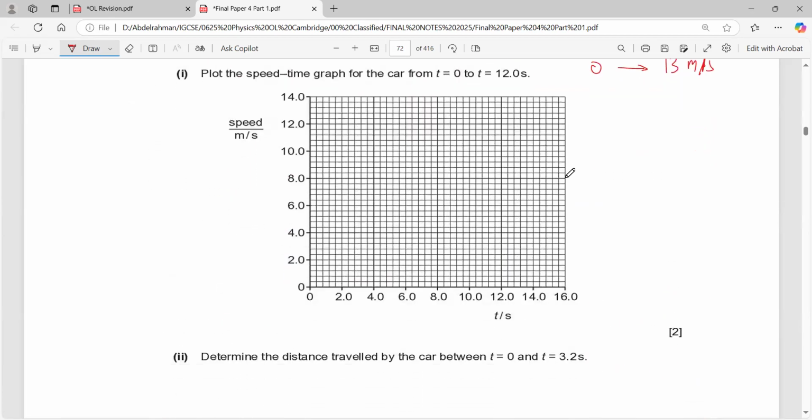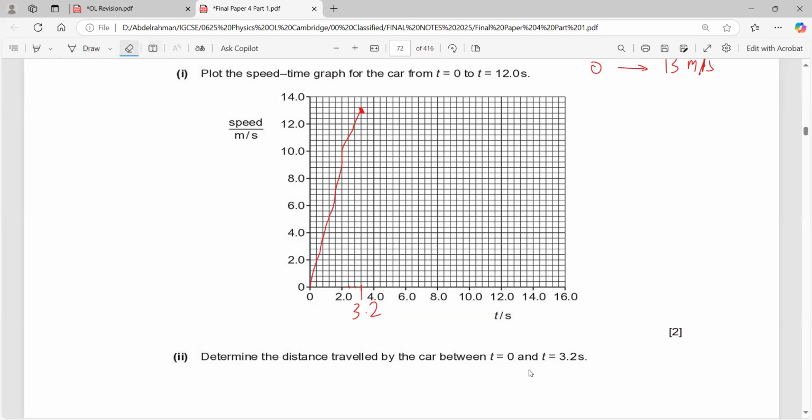Using a graph, where is 3.2? Here this is 2.4, 2.8, and here this is 3.2. Then we need to find 13 meters per second. We go up and find 13 meters per second. Here it is. Okay, this is 13 meters per second. So we need to draw a straight line from the origin to this point, using the ruler please.